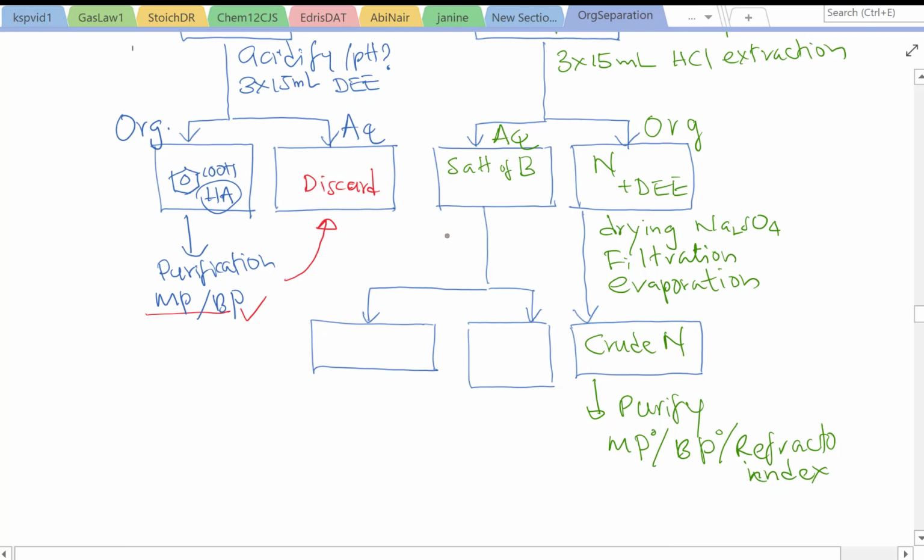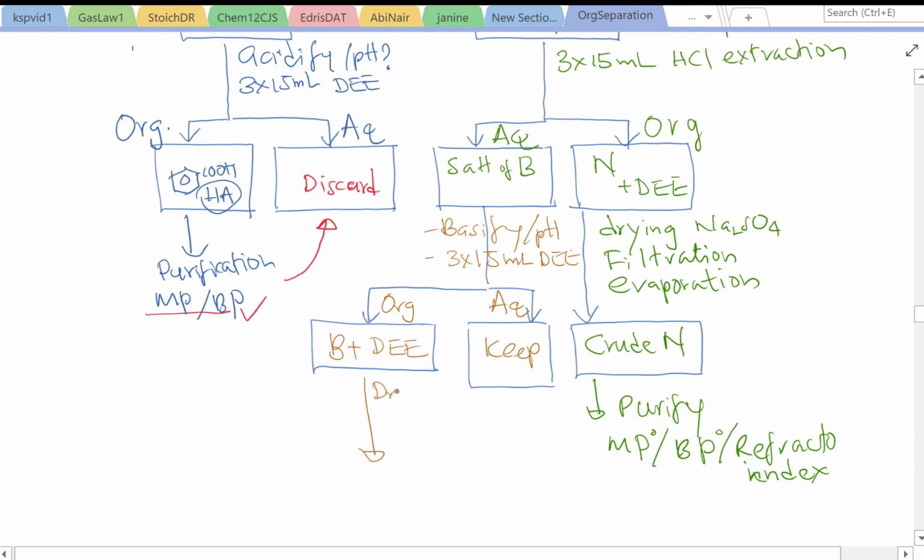So you don't mix up the beakers and things like that. So here you have the salt of the base, the organic base. This has to be basified, because it's a salt, and then 3 times 15 milliliter DE extraction, keep the aqueous, and then the OG. That's the base, the organic base, and the organic solvent.